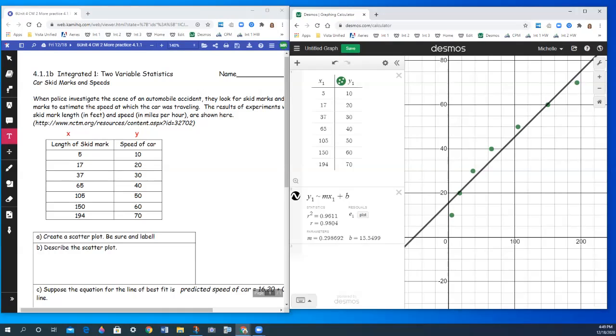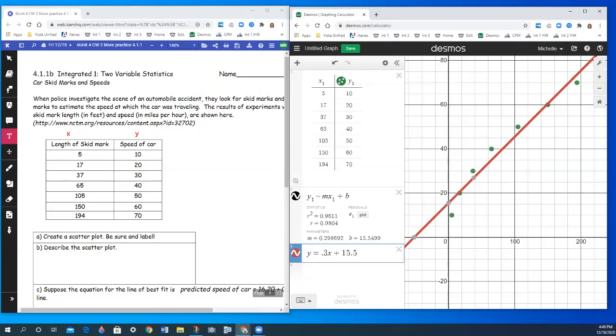So if I'm looking here, I see this M, that is my slope. So it is about a 0.3. I see this B, this is my y-intercept, it's about a 15.5. So I'm going to come down here and type it in, y equals 0.3x plus 15.5, and you see that it does go through those points.